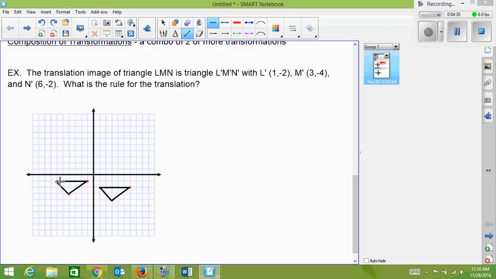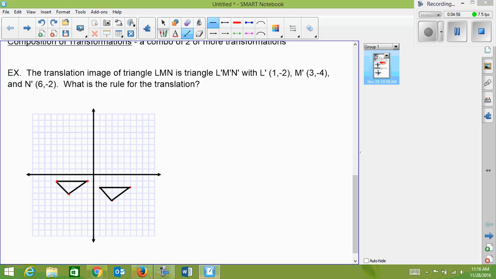Okay, so how did this point right here get to be this point? It went 1, 2, 3, 4, 5, 6, 7 to the right, and 1 down. Is that what happened here? It should have. 1, 2, 3, 4, 5, 6, 7, and 1 down. And this one, 1, 2, 3, 4, 5, 6, 7, and 1 down.